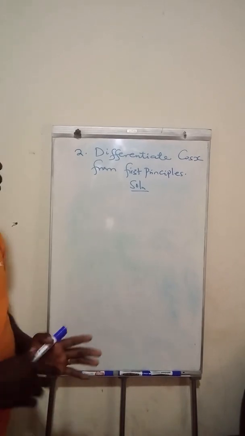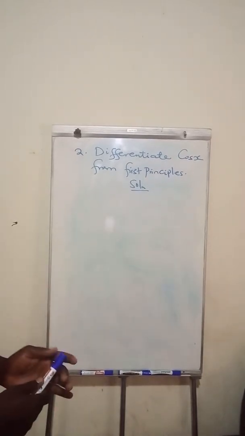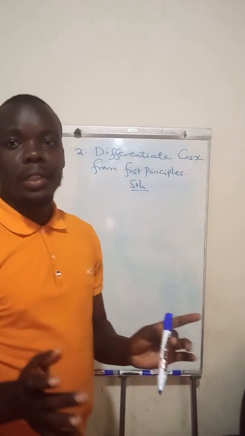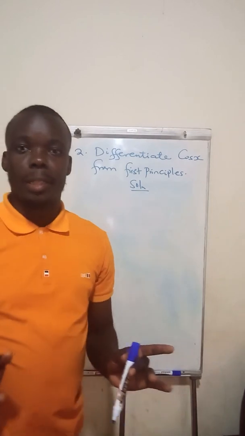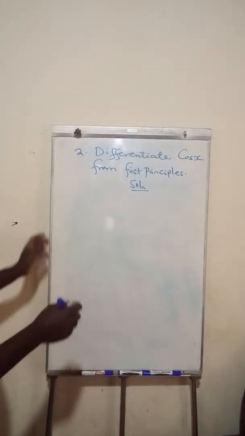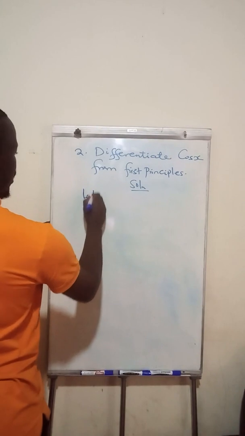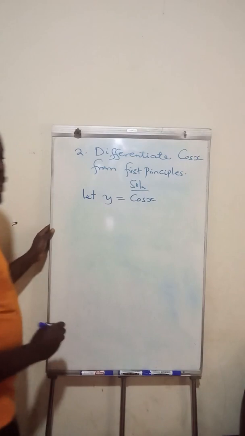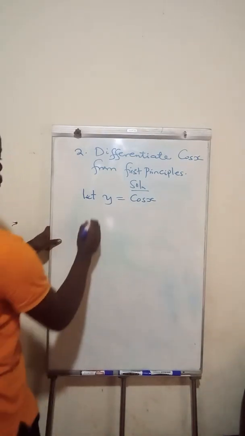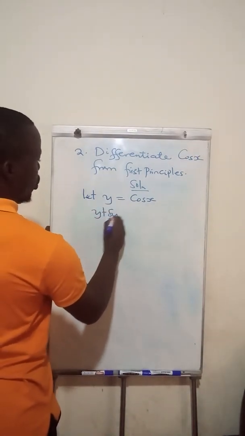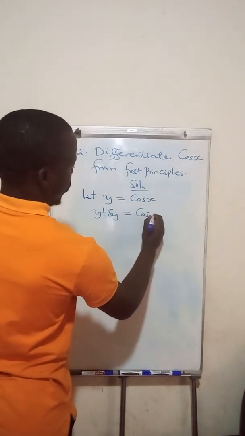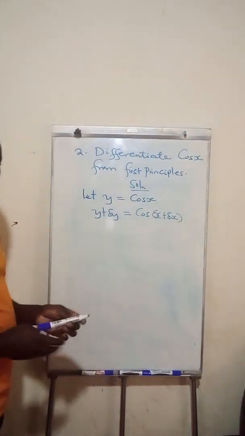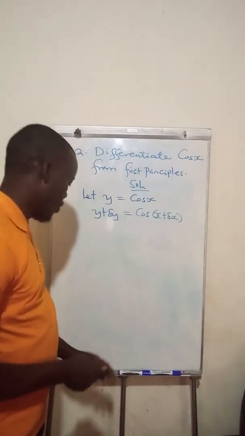Okay, so question 2 says differentiate cos x from first principles. Of course, in this case, remember, we're doing the differentiation with respect to x. That is something we need to remember keenly. So we shall again say let y equal to cos x. After that, we shall take a small change in y, as we also do the same on x. So we shall have cos of x plus delta x. From this point, we shall make delta y the subject.